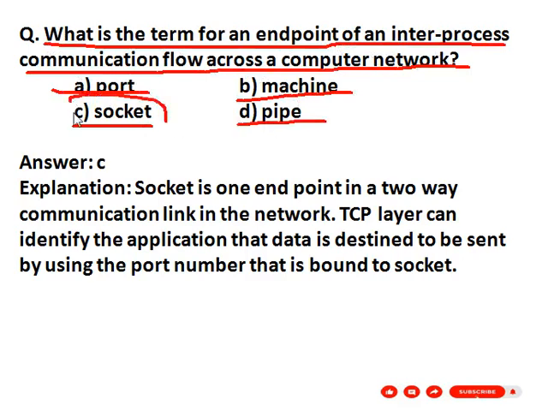So what is a socket? A socket is one endpoint in a two-way communication link in the network. The TCP layer can identify the application that the data is destined to be sent to by using the port number that is bound to the socket.